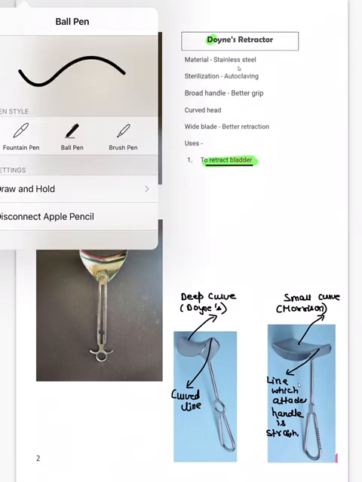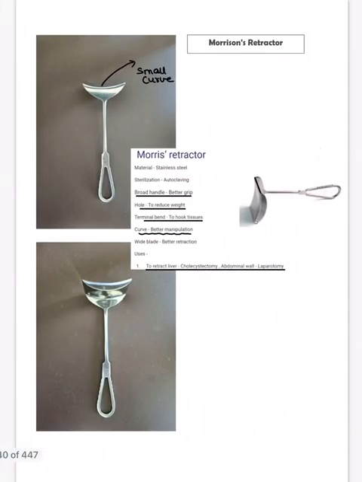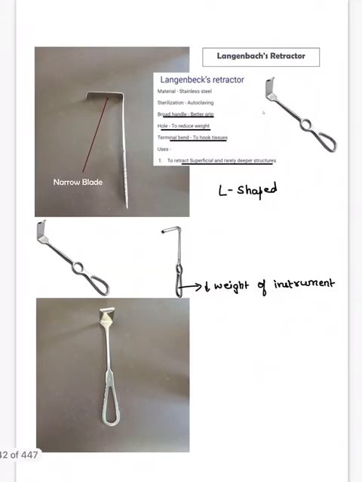If you see Doyen's, guys, Doyen's has a deep curve, okay, because it needs to retract the bladder. And this Morris has a small curve, and this line which is attached is a straight line, and here it's a curved line. Then this is the Morris retractor, guys, a small curve wala thing. Then this is the Morrison retractor. Then this is the Langenbeck L-shaped retractor, guys, to retract superficial and rarely the deeper structure.